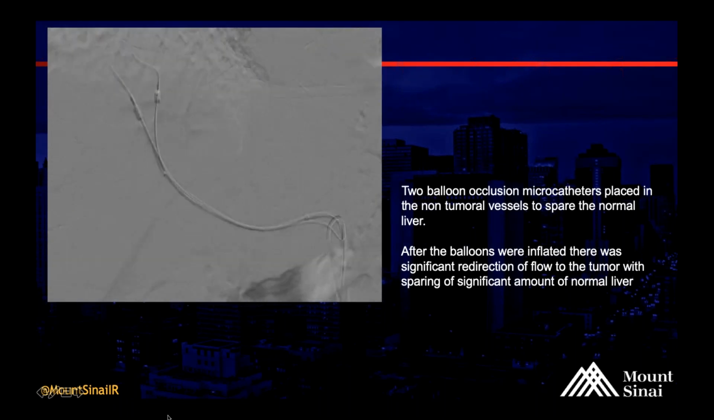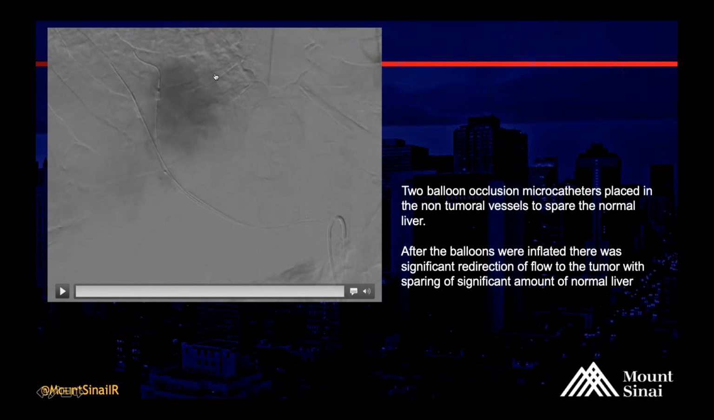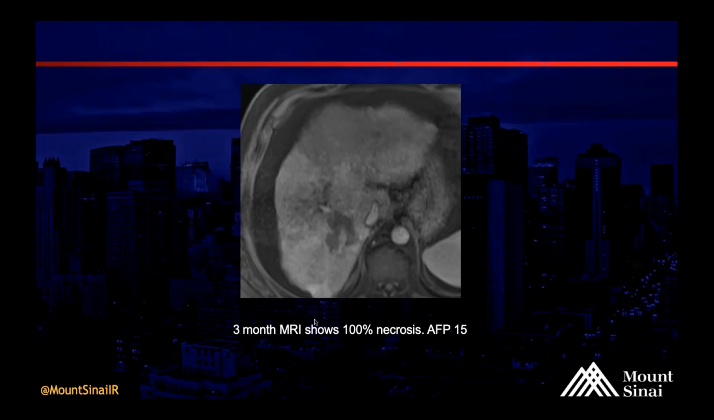So here's the run afterwards. And you can see we've spared all of this, and you can see the tumor now light up pretty brightly. And then we administered the radiation. And so this is the 3-month MRI, which shows basically 100% necrosis, and the AFP is down. And we were able to spare a lot of the liver doing this.